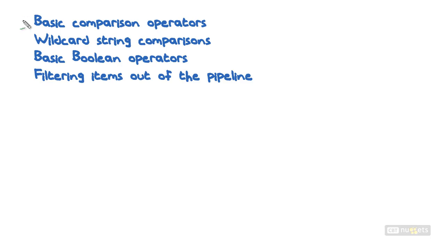So we've gotten some basic comparison operators, the wildcard string comparisons with -like out of the way, and also some basic Boolean operators, -and and -or. In the next nugget, we're going to be getting into a lot more operators, all of which could potentially have use in filtering items out of the pipeline using Where-Object, which was really the goal of this entire nugget. I hope this has been informative for you, and I'd like to thank you for viewing.